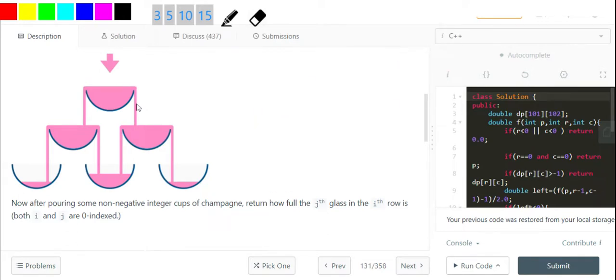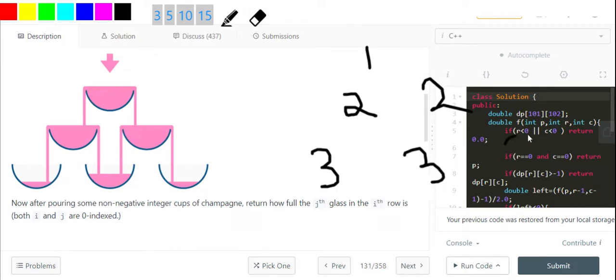So see, let's say n is equal to 3, right? For n equal to 3, at the top we will have one glass, at the second we will have two glasses, and at the third we will have three glasses. So this is somewhat how it looks like, right?